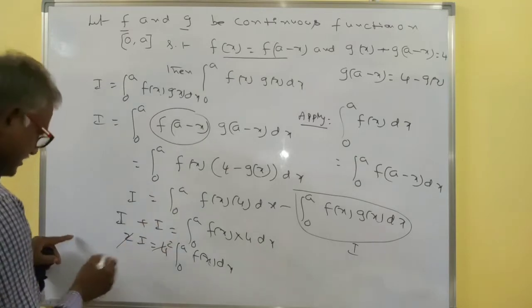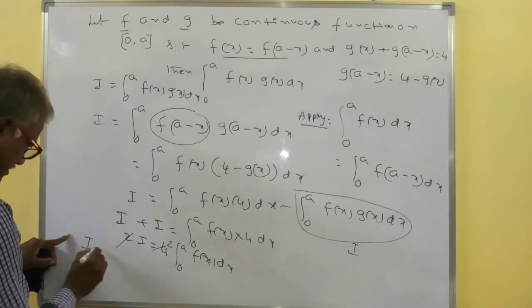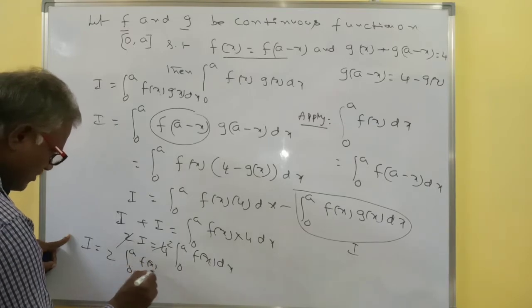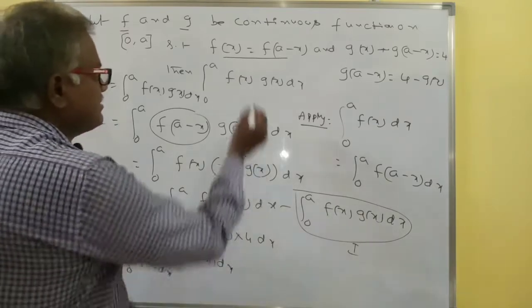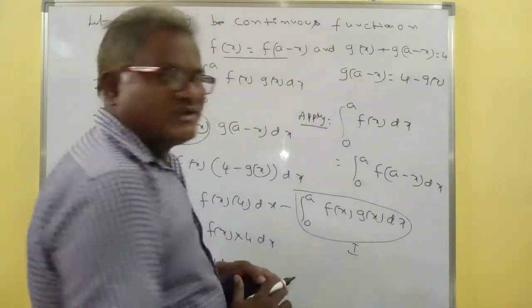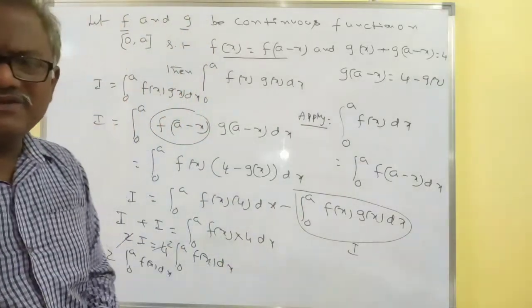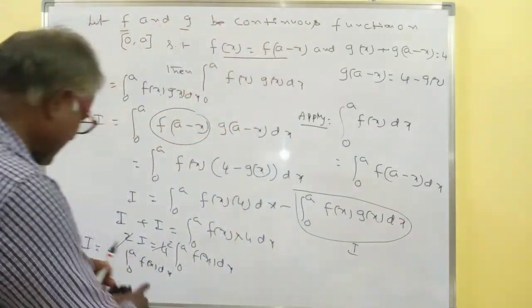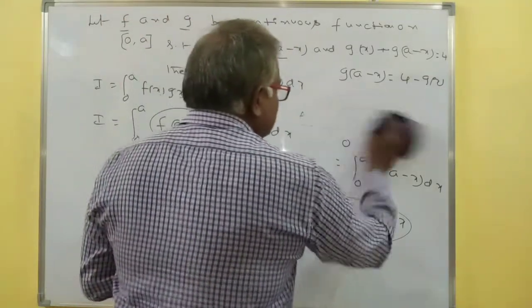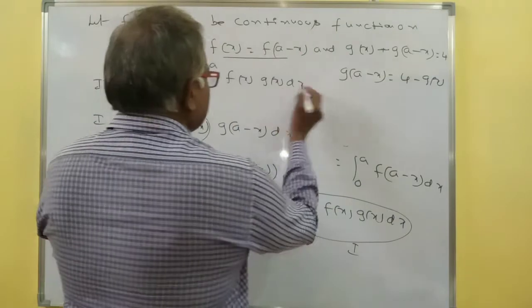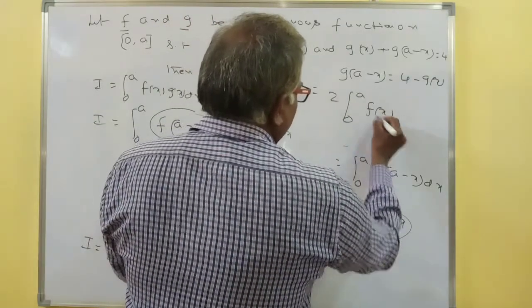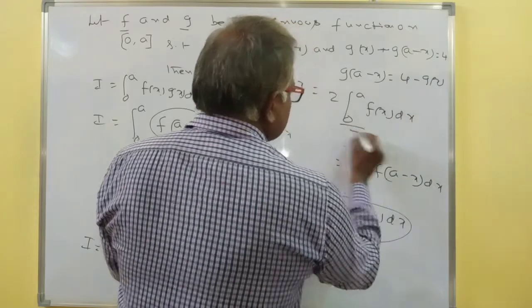Simply, the given integral is nothing but 2 times the integral from 0 to a of f of x dx. So that is the solution for this one. Here this is nothing but 2 times the integral from 0 to a of f of x dx.